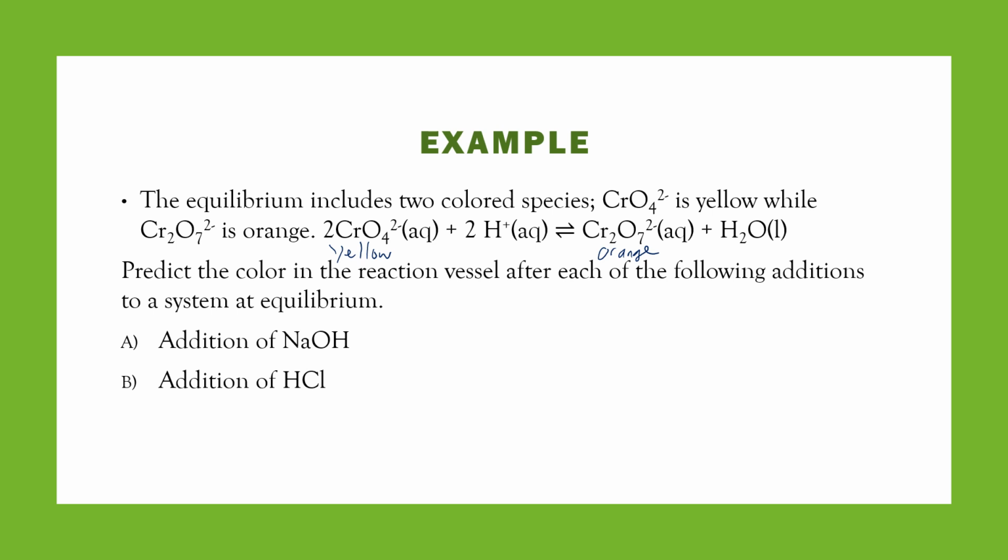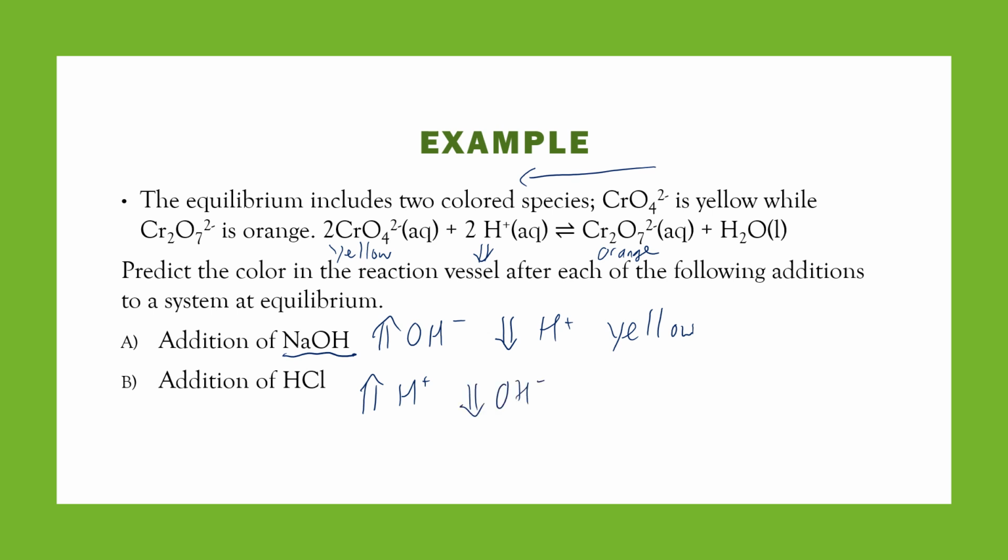equilibrium. If you're adding in sodium hydroxide, that's more hydroxide ions or less hydrogen ions, because the hydroxides will react with hydrogen to form water. So if I'm removing hydrogen ions from this equilibrium, that's going to shift it back towards the reactant side, and you will wind up with a more yellow solution. For B, if I add in HCl, I have more hydrogen ions or less hydroxide ions. More hydrogen ions is going to increase the amount of reactants, which will shift it towards the product side and create an orange solution overall.